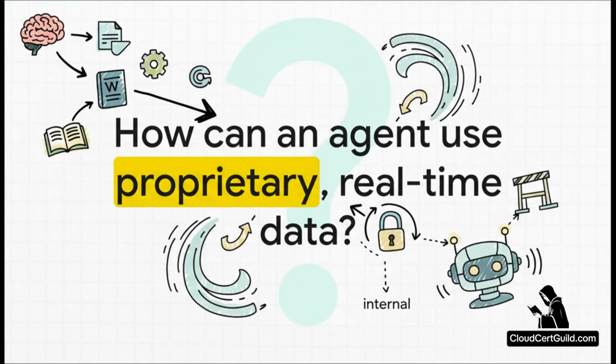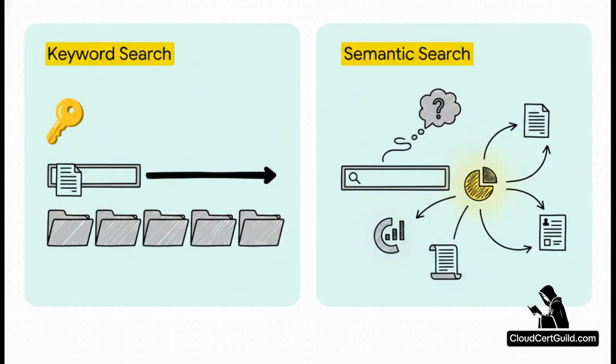And look, this is probably the single biggest challenge for any enterprise architect out there. How in the world do you make an agent smart about your company's internal documents, your product specs, your private wikis, all that data that's proprietary and changing constantly? Well, the answer requires a huge shift in thinking, away from old-school keyword search and towards what we call semantic search. See, instead of just matching exact words, semantic search actually understands the intent behind what you're asking.